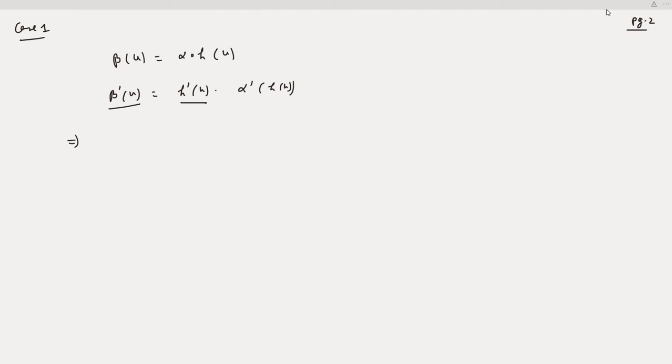So this implies norm of beta prime of u equals mod h prime of u times norm of alpha prime of h of u, and this h prime of u is greater than 0, so mod of h prime of u is equal to h prime of u, times norm of alpha prime of h of u.